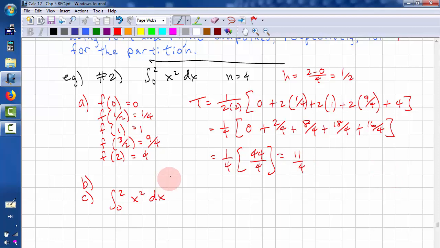Part B, let's take a look at the second derivative to determine the concavity. So the first derivative is just 2x. The second derivative is 2. This implies that it's concave up. Since it's concave up, it's an overestimate. Therefore, overestimate.